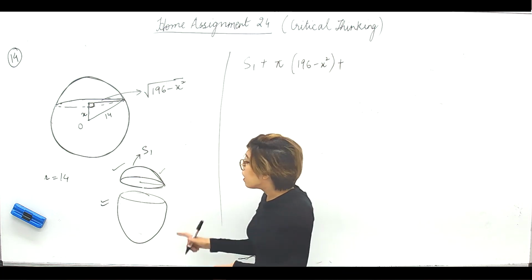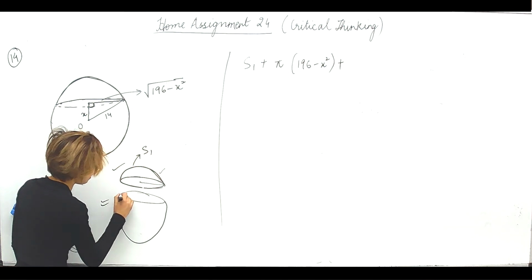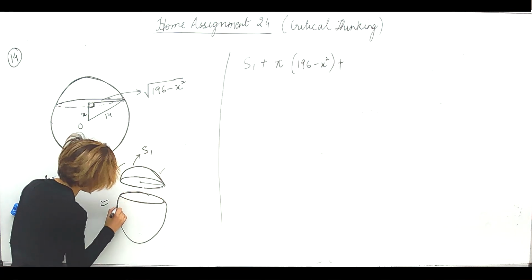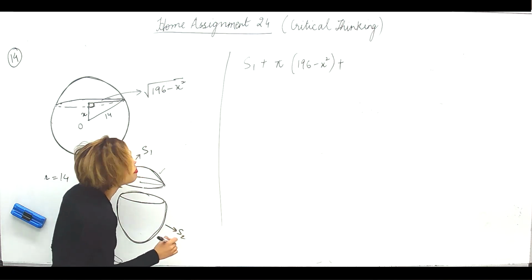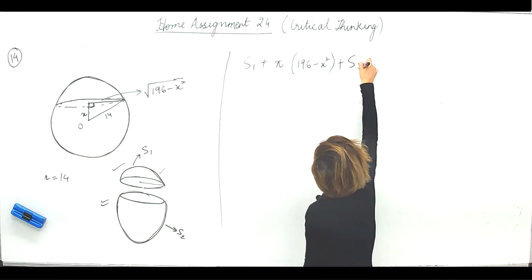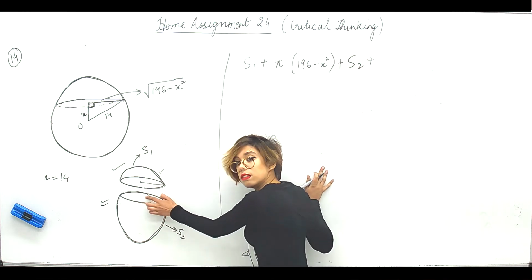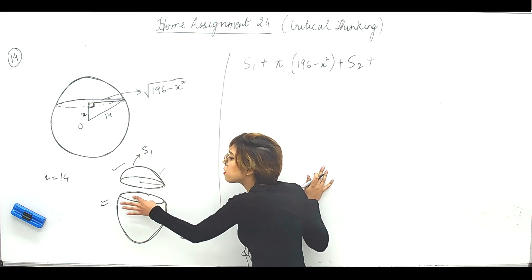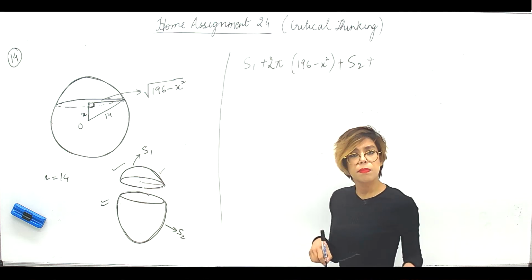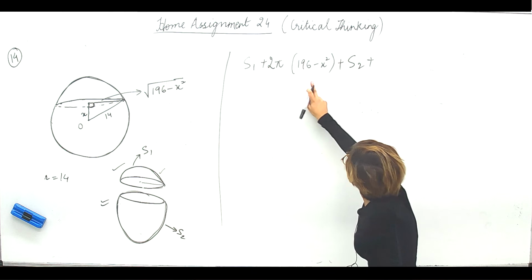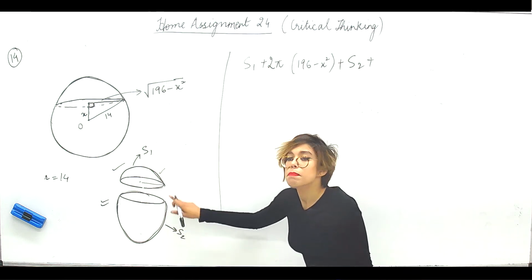Now the surface area of this one will have two parts. The curved surface area, denoted by S2, plus the area of this circle. The area of this circle is the same circle, so here we take it twice. This is the cumulative surface area of both of these pieces.